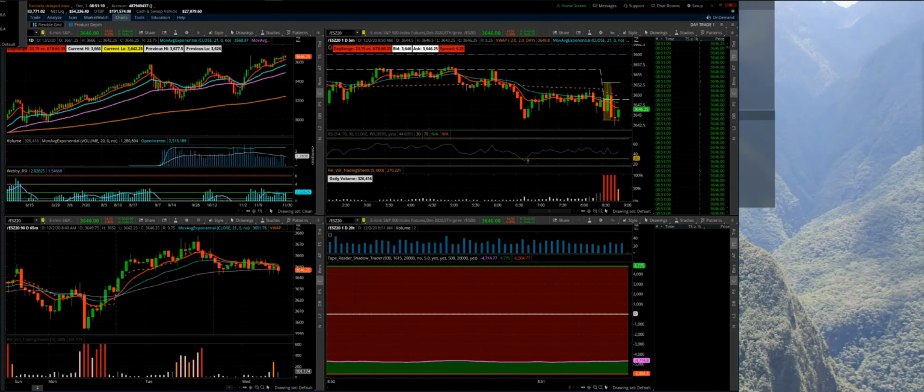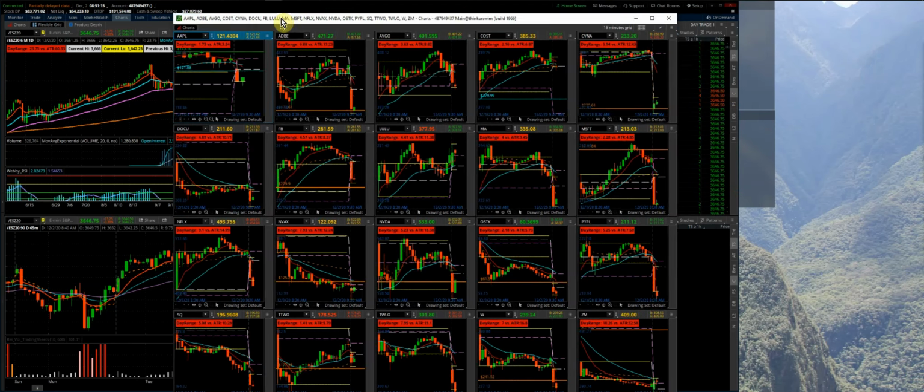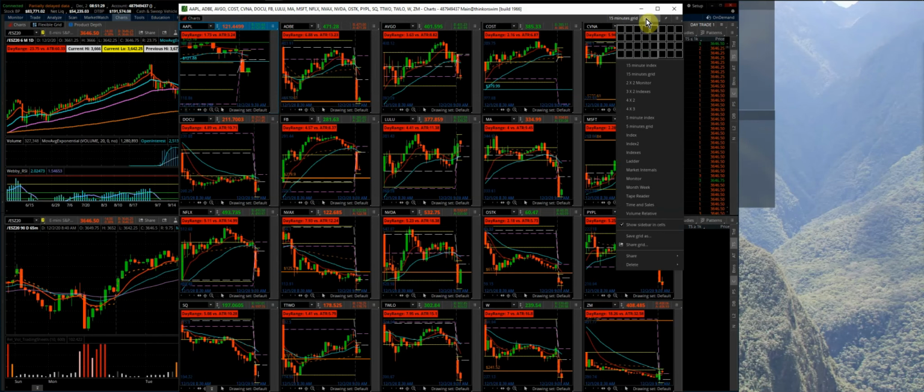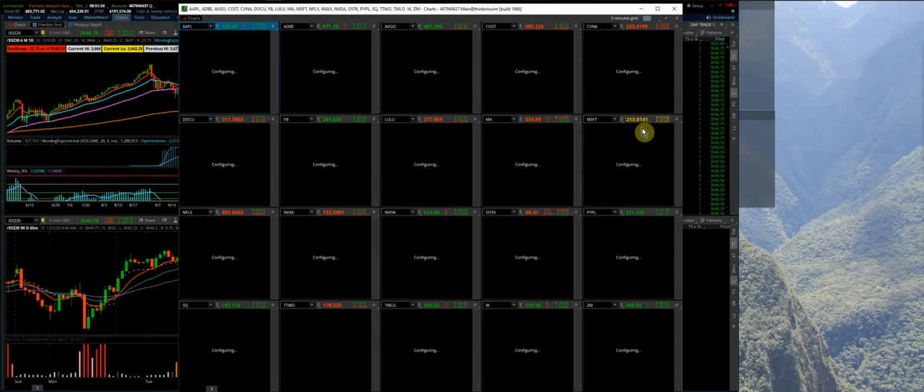Let's see what my different stocks look like. Here's the view of the different stocks. So everybody is pretty much the same. Apple opened lower. This is the 15-minute view. Let me change to a 5-minute. This is a 5-minute grid.